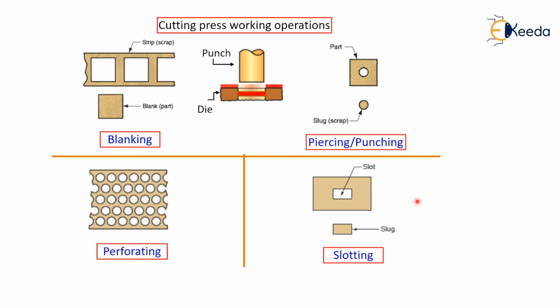Next operation is slotting. Slotting is the term sometimes used for a punching operation that cuts out an elongated or a rectangular hole. It is just similar to punching. The only difference is that the cutouts are in a rectangular or elongated form.